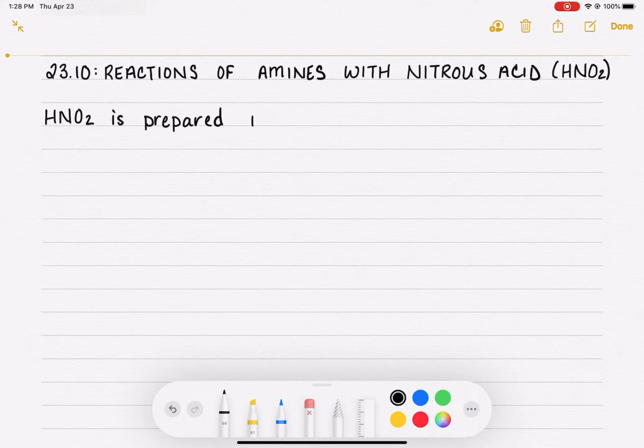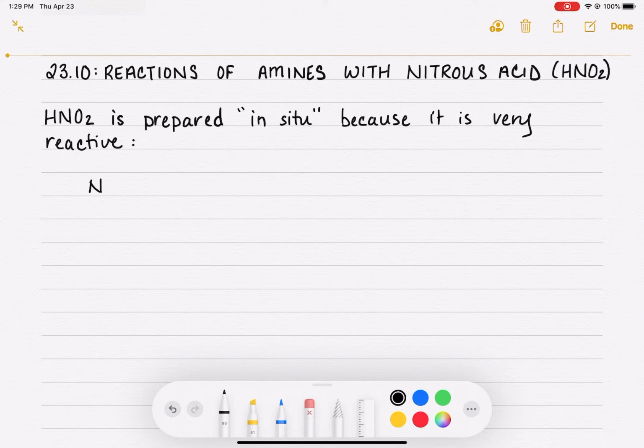HNO2 is prepared in situ. Just like a Grignard, we prepare it in the place that we need it, exactly when we need it. We don't prepare it in advance and store it. And again, this is because of its reactivity. It's easy to make, just like Grignards are easy to make as well.